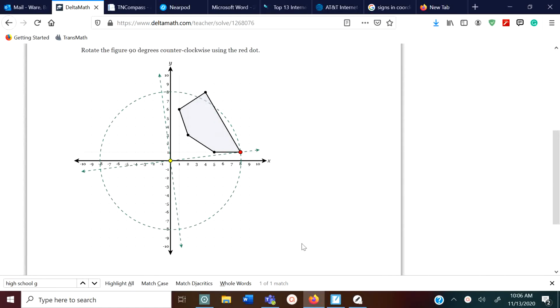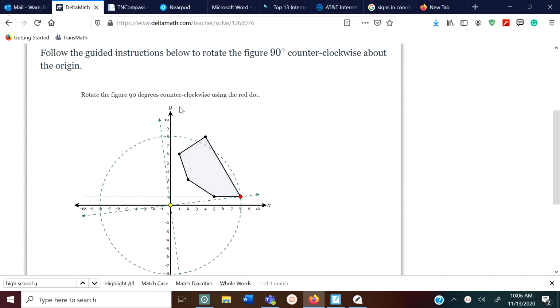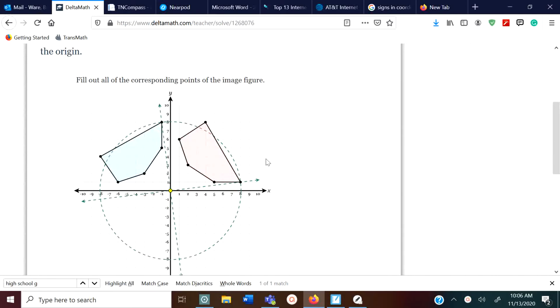Good to go. Now I'm going to do a couple of these, to make sure it makes sense. Now it says rotate it 90 degrees counterclockwise. You've got to know how the clock works, so we're going to go this way, to the left. We'll drag it from the red dot over until it clicks on that line. Boom. 90-degree rotation.